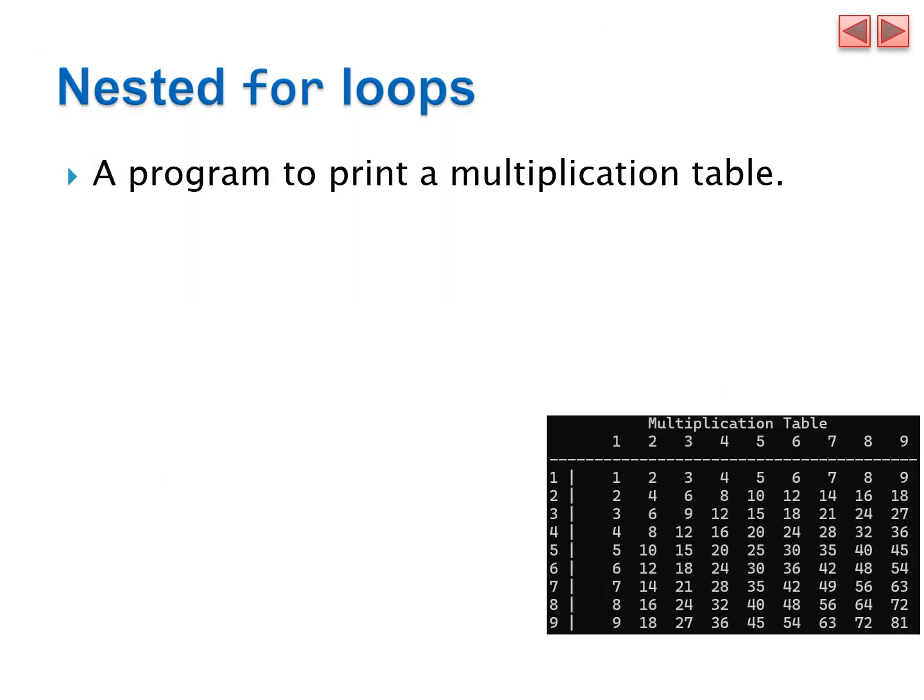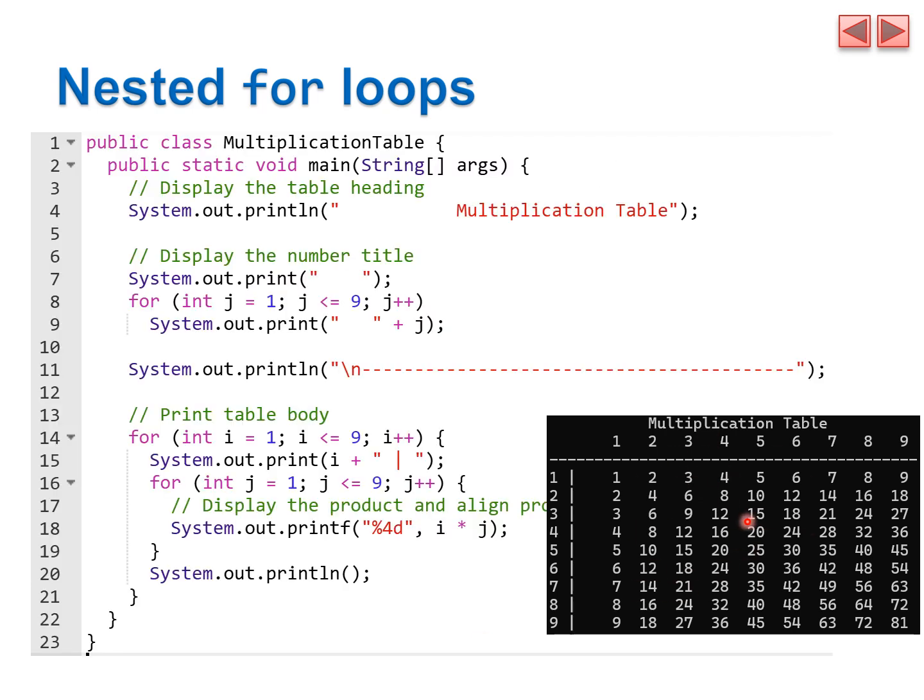In the last example of for loops, I'm going to show nested for loops that display this multiplication table. This example is the multiplication table program. It first displays the top heading of the table. So there must be some space here, so that space is printed here.